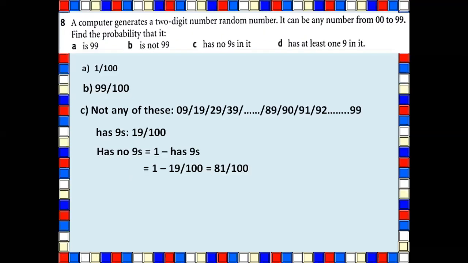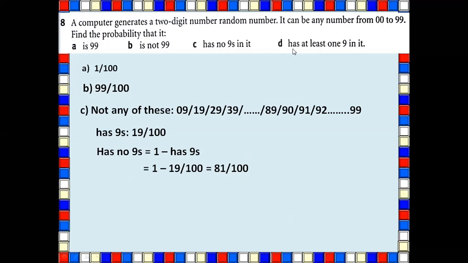Which is 81 over 100. Okay, thank you, Sarah. Excellent. Let's go to part D. Yasmin, Dahpour.